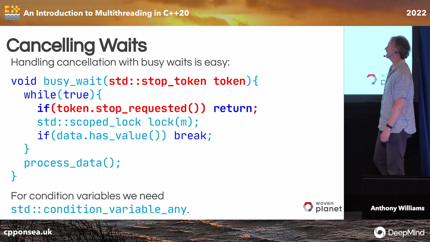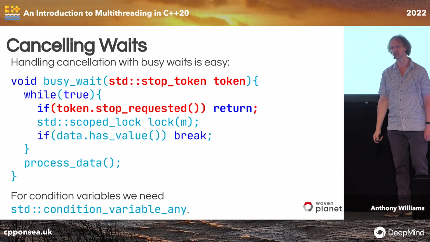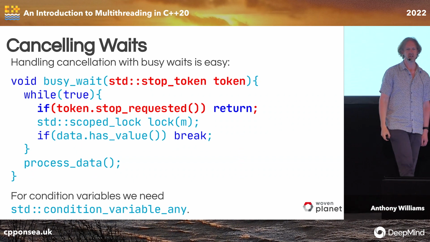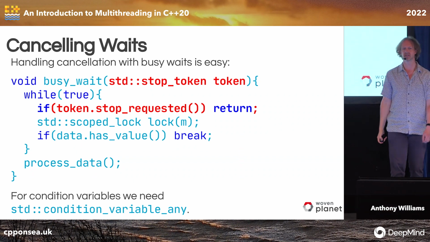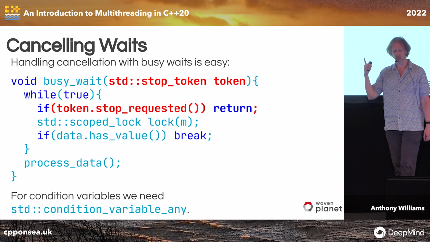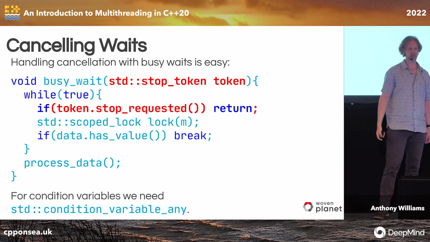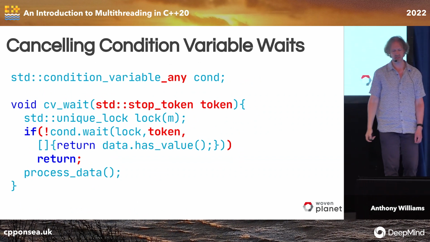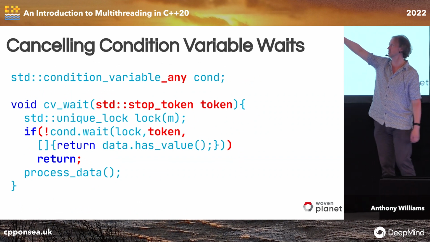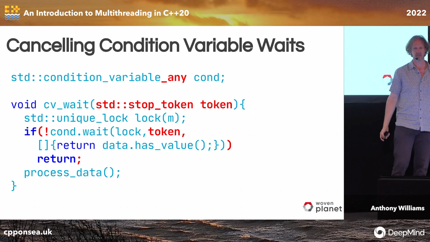If you were wanting to cancel and you had a busy wait, then you could just stick in a stop token. Standard condition variable doesn't support that. So you need to use standard condition variable any if you want stop tokens. In which case, then again, you pass it the token. In addition, you pass the lock and the token and the predicate.